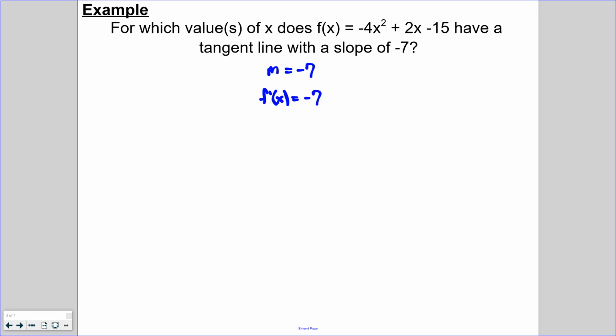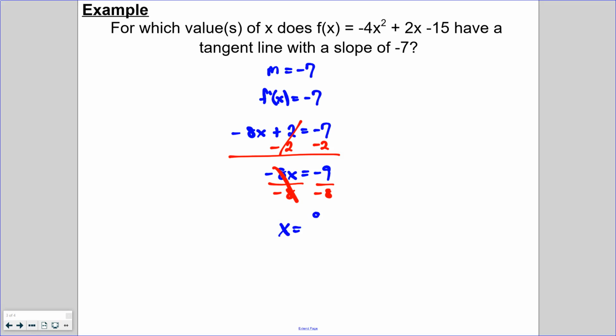Alright, then we can come in here, and we can take the derivative of our function, so we'll get negative 8x plus 2 is equal to negative 7. And then we can just solve for x. So I want to get the x by itself, so I'll subtract 2 from both sides. And this can give us negative 8x is equal to negative 9. To get the x by itself, we just need to divide both sides by negative 8, leaving us with x is equal to positive 9/8. And this is the x value on our function, for which the tangent line has a slope of negative 7.